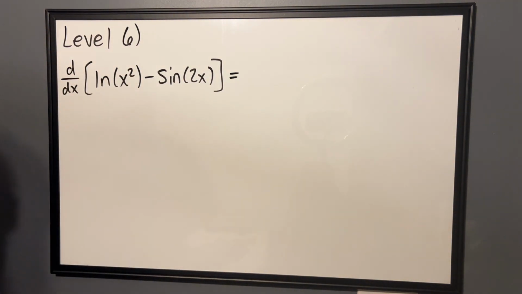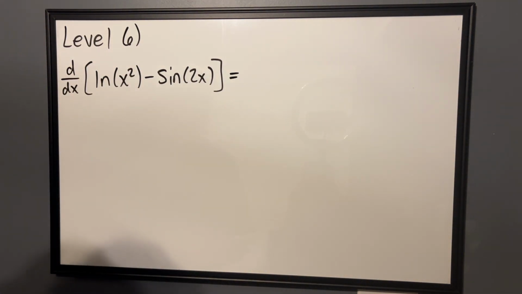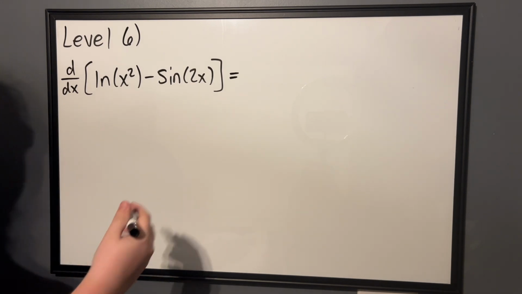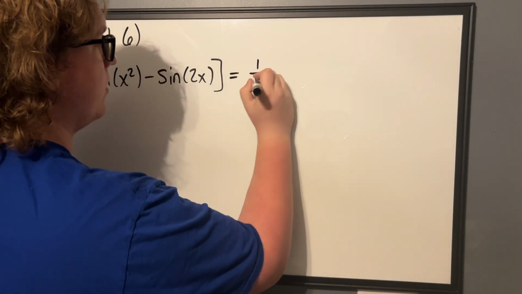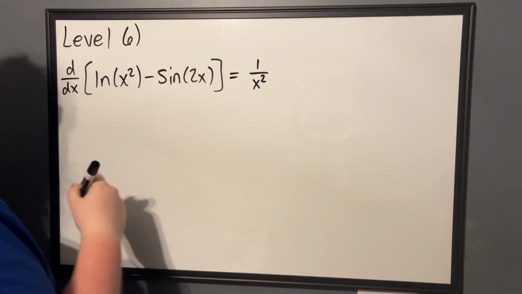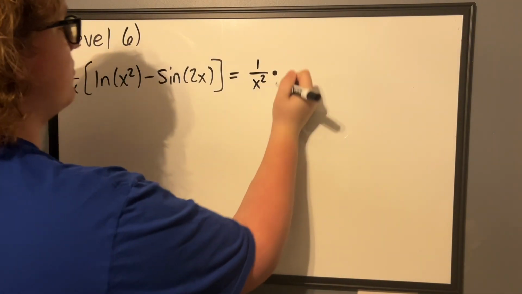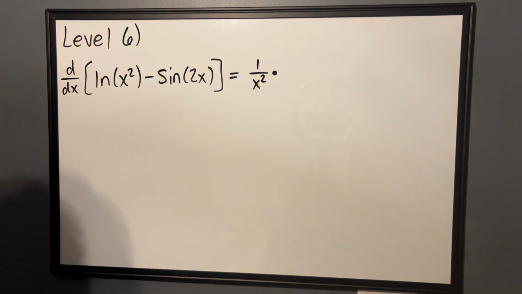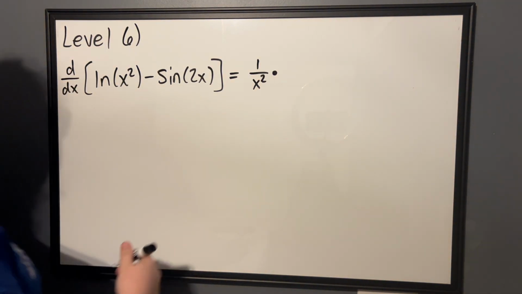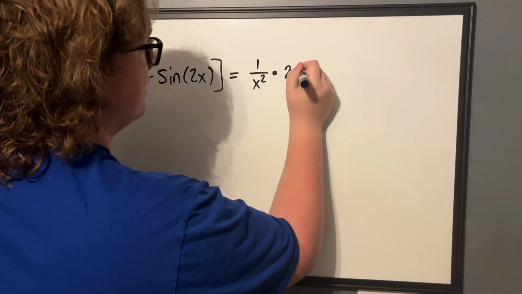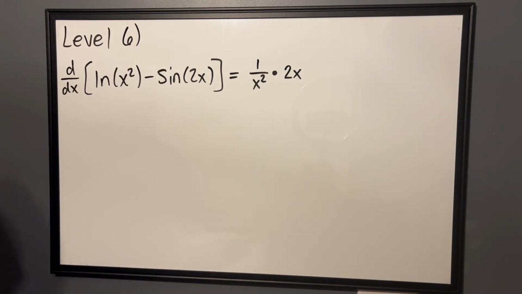So remember when we take the derivative of the natural log, we're going to do 1 over the inside. So we're automatically going to have a 1 over x squared. And then we multiply, because of the chain rule, the derivative of the inside. So the derivative of x squared is equal to 2x. Right? We know that from the first level. So we know that derivative is 2x just by the power rule. So we're done with this one.